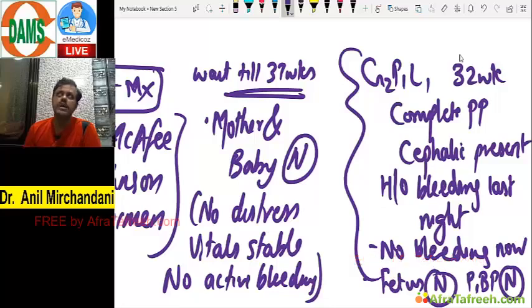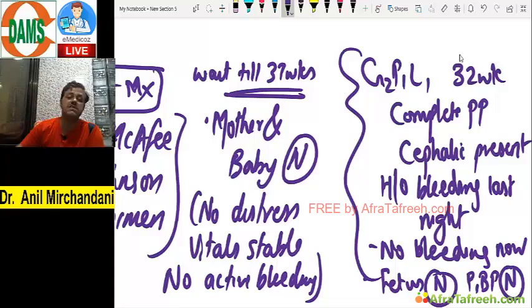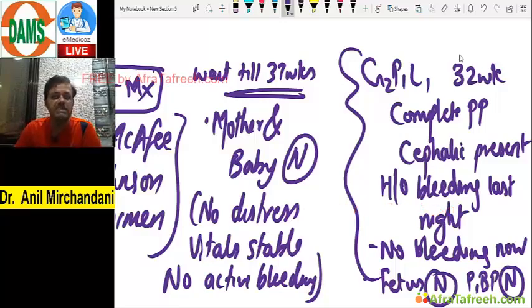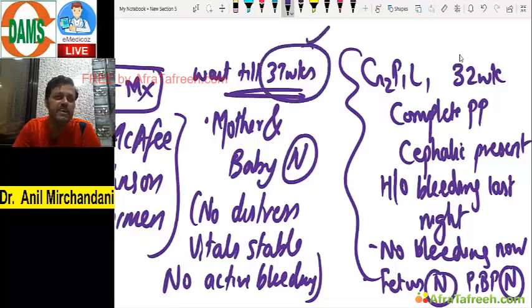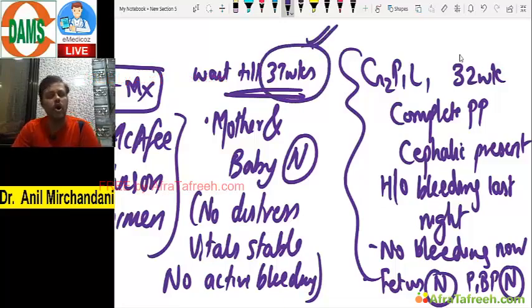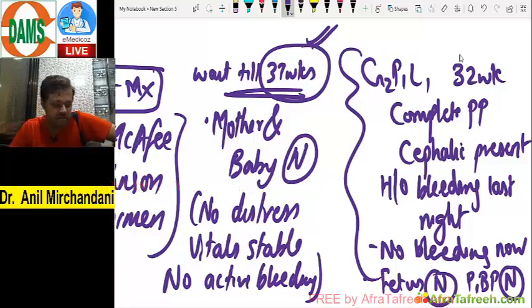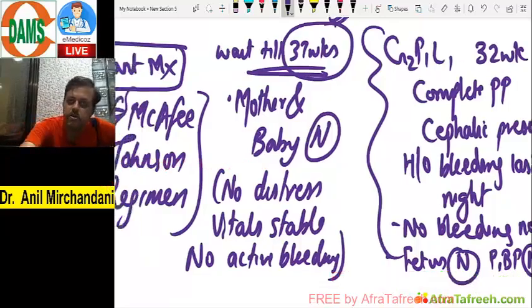If there are uterine contractions, then tocolytics to reduce the contractions can be given. You want to continue and stretch till 37 weeks. That's McPhee-Johnson regime. Am I clear about this, guys and girls? So for a patient who has placenta previa, the figure is 37 weeks for expectant management, and if she has active bleeding or fetal distress, then there is no figure. You have to terminate immediately. Okay, am I clear about this?